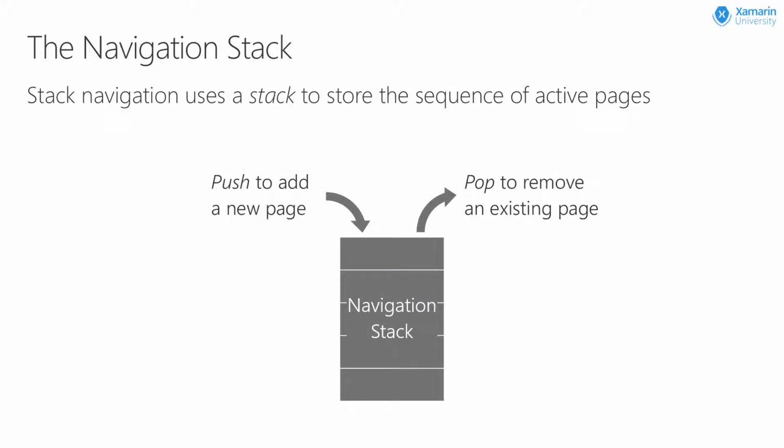Now when moving forward, new pages are added to an in-memory stack and previous pages remain in the stack. When moving backwards, the top page is removed from the stack and is removed from memory. Now this means we're always able to return to a previous page, and moving forward typically means instantiating a new page.